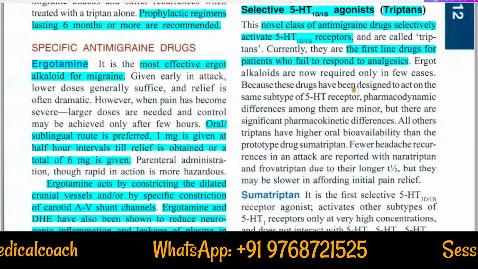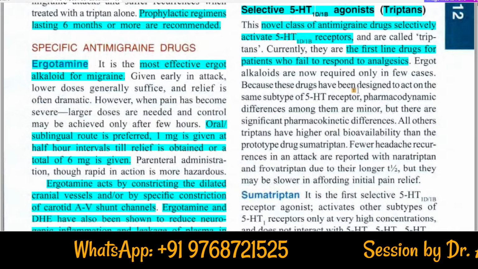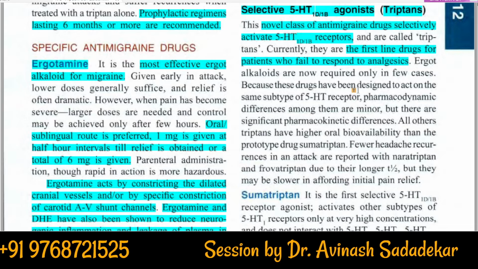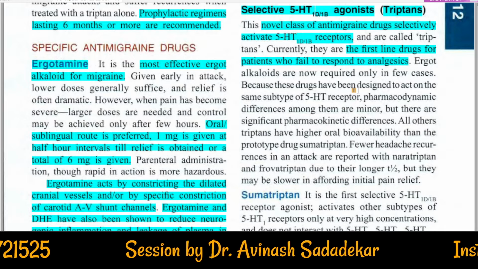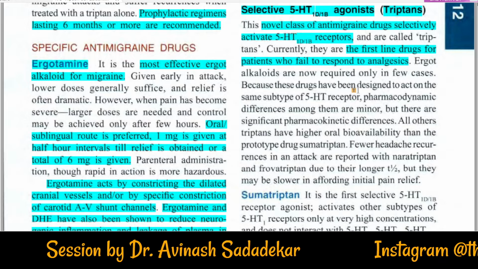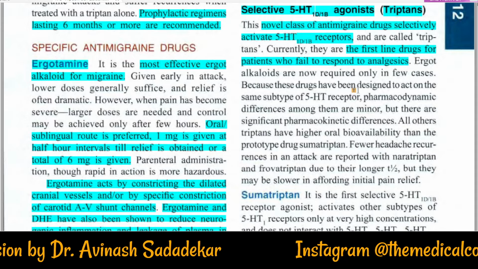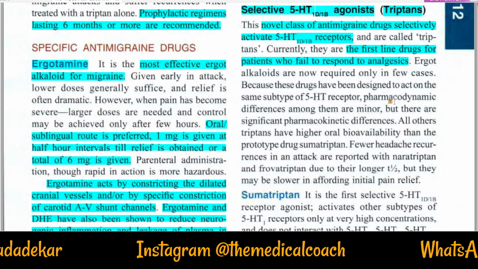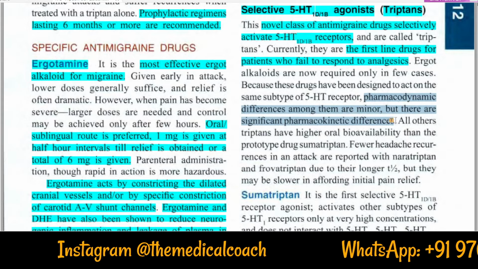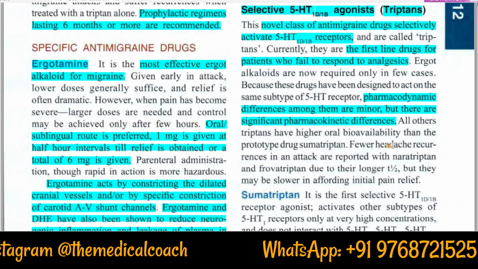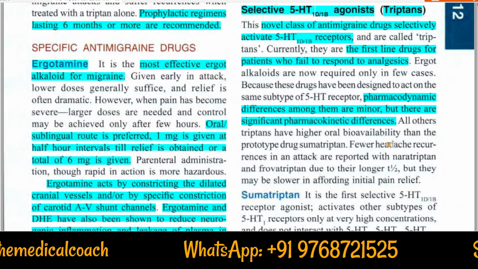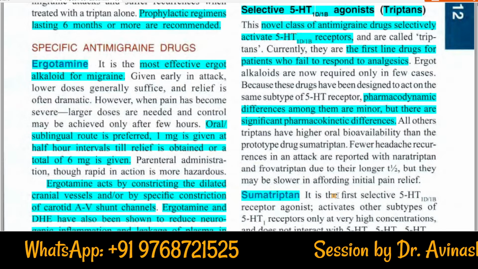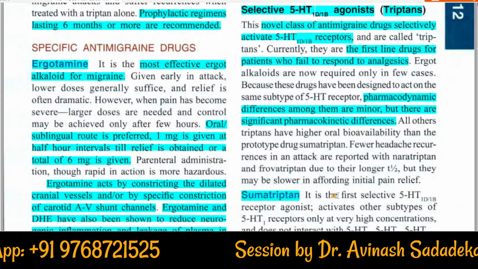The way these drugs have been designed, they work only on one subtype of serotonin receptor. And because we have made a medicine that works on a specific receptor, there's hardly any difference between the various triptans, action wise, pharmacodynamically speaking. Pharmacokinetic differences are almost always there. All triptans will have much better bioavailability than the prototype drug, which is sumatriptan. We'll talk about that a little bit.